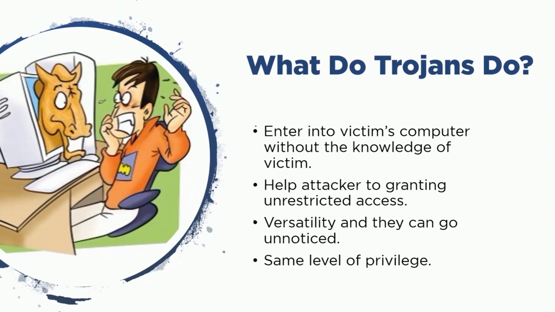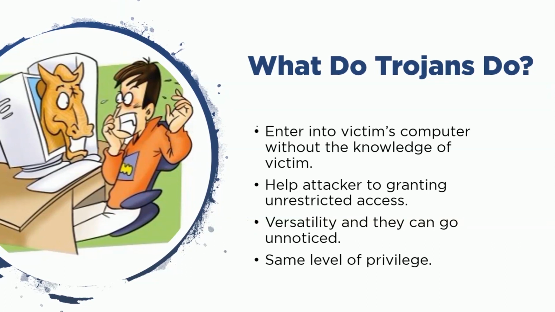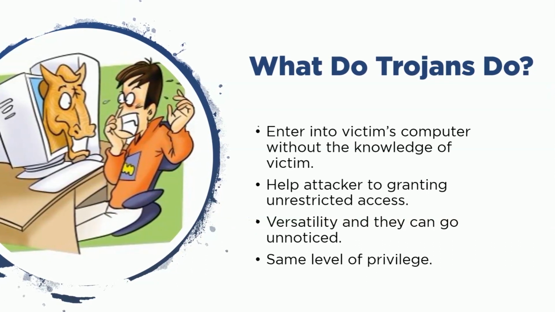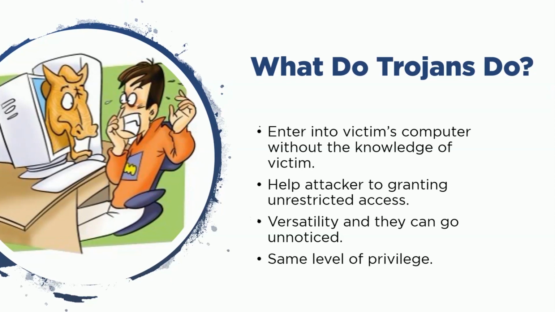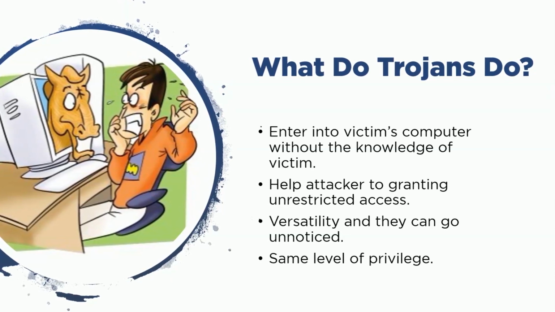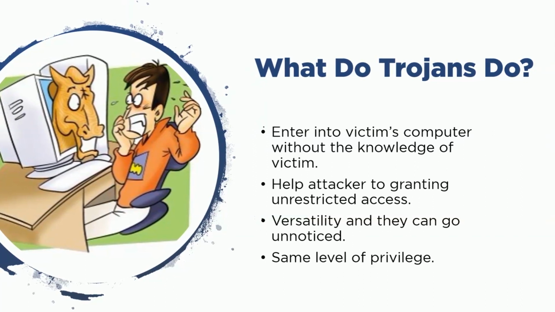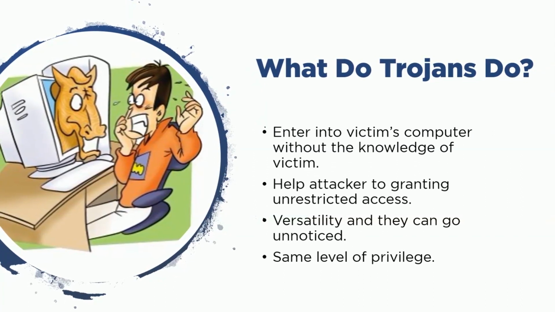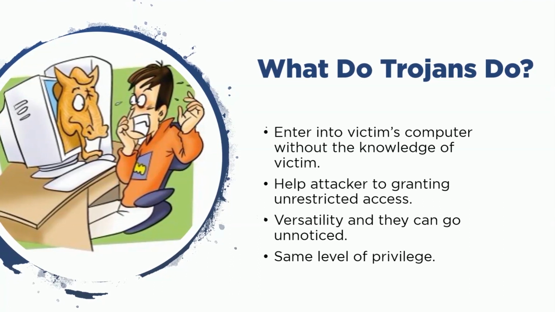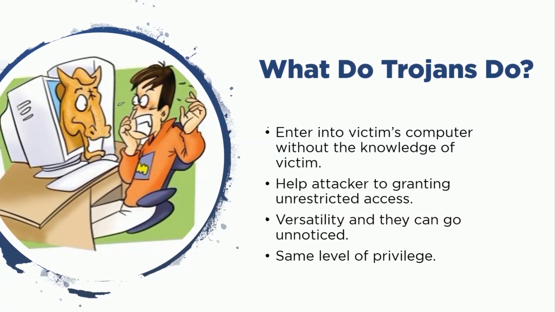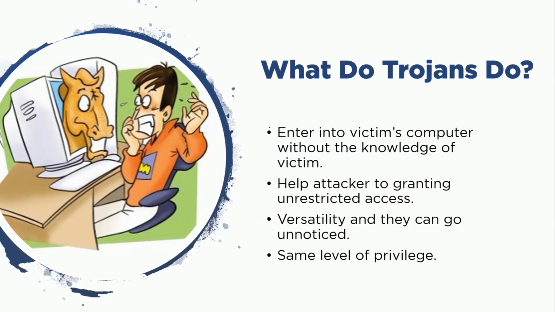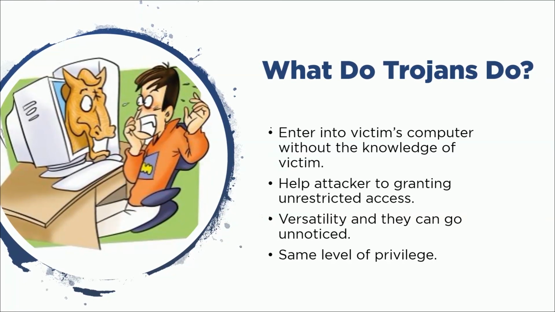So what do Trojans do? Trojans enter the victim's computer without the knowledge of the victim and help attackers gain unrestricted access to the data stored on the victim's computer, causing serious damage to the victim's system. Many online criminals choose Trojans, and also they can go unnoticed. A Trojan horse works at the same level of privileges that the victim user has. If the victim has the privileges, the Trojan can delete files, transmit information, modify existing files, and install other programs.